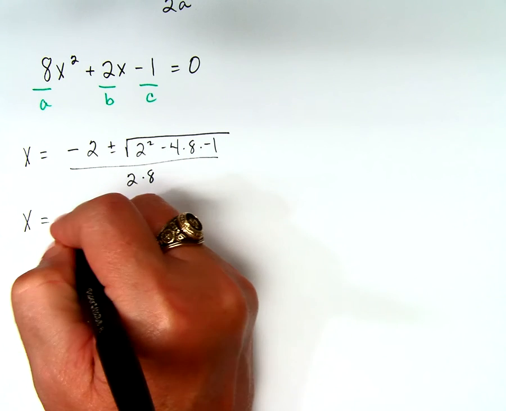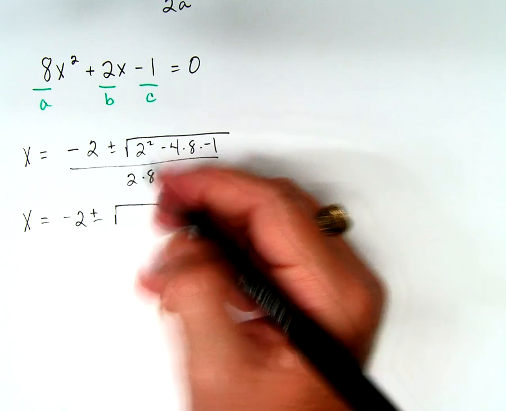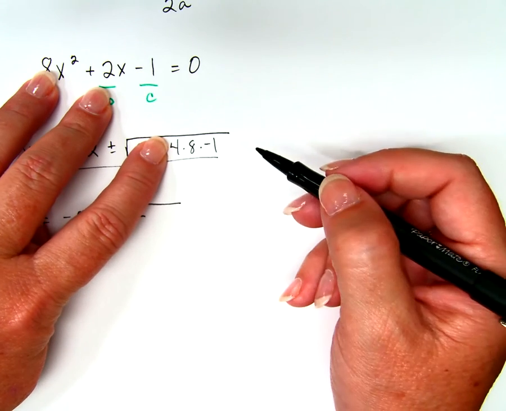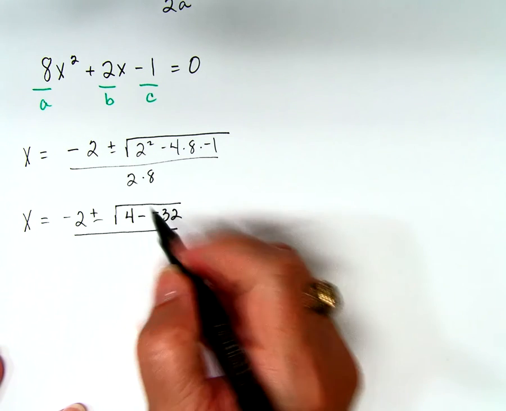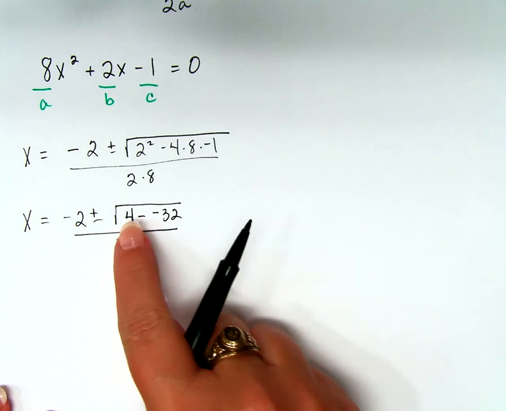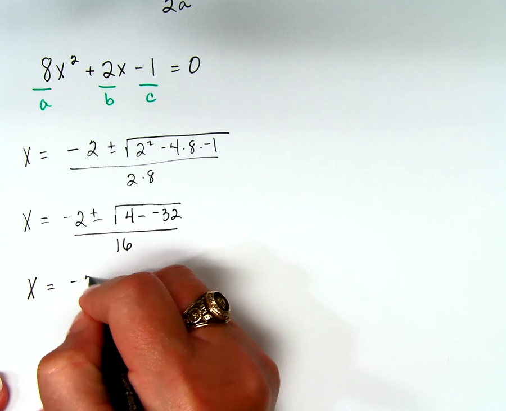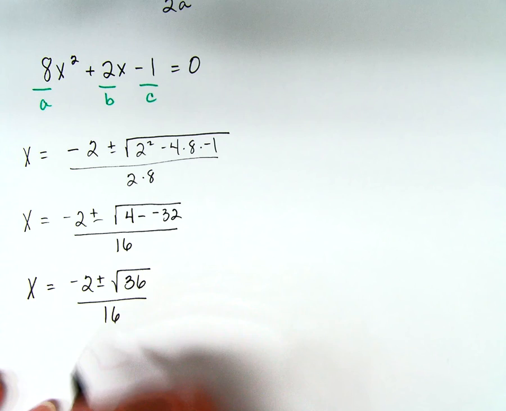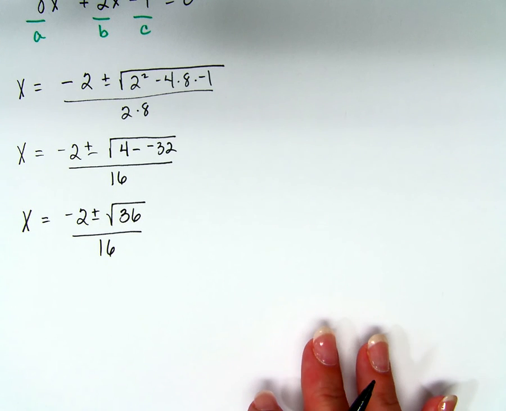So x equals negative 2 plus or minus the square root of 4 minus 4 times 8 times negative 1. So negative 32 over 16. Everybody with me? What is 4 minus a negative 32? Oh, that's nice. Why is that nice? We know the square root of 36, don't we?